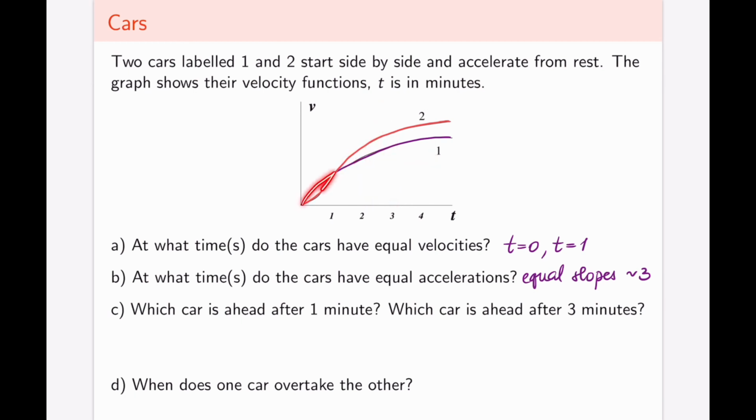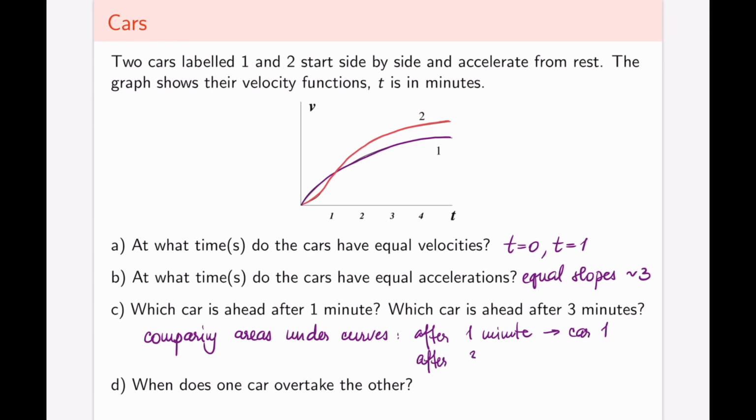So the idea here is to try to think of when does this area get covered in the opposite direction, and therefore who is going to cover more ground afterwards. So once again, the position means that we're going to be comparing areas under curves of the velocity functions, and therefore after 1 minute we can see that the car that has covered more area under the curve is car 1, and after 3 minutes it's going to be car 2.